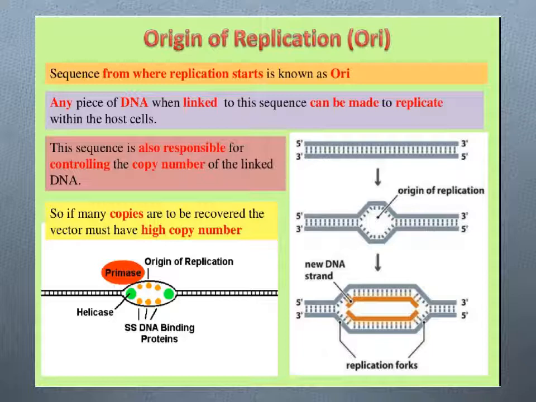Origin of replication is a DNA sequence which is specialized to initiate replication. The sequence also possesses a replication control, which determines the number of copies it would form. Therefore, the selected plasmid should have an origin of replication that supports higher copy number.